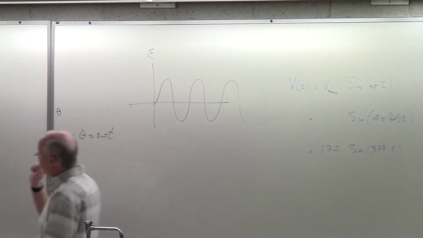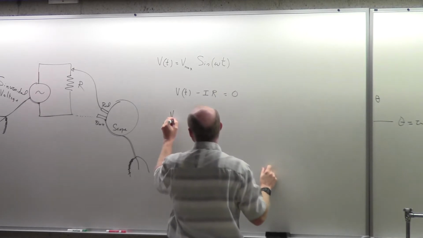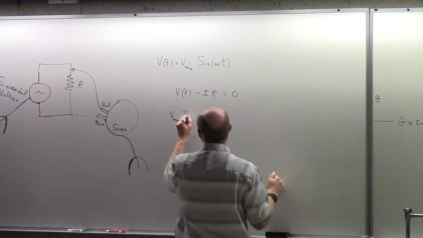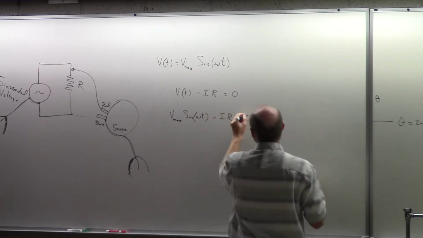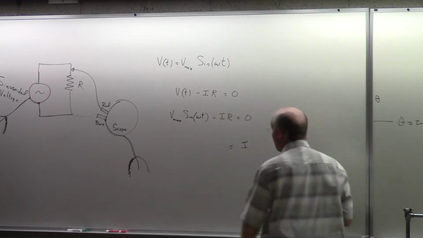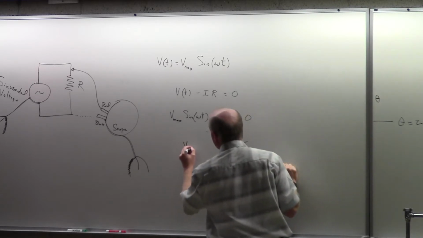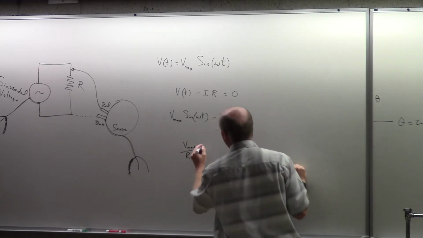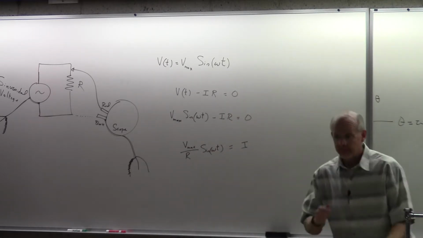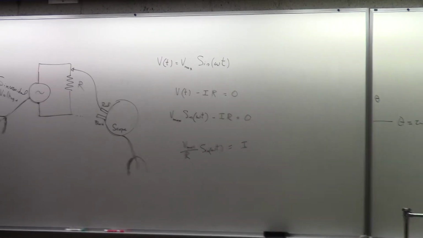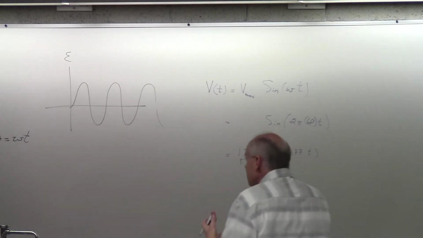So if I follow this logic through and replace this, this would be V maximum times the sine of omega t minus IR. After a couple of steps in math, I will get the equation for the current. The current would be the maximum voltage divided by the resistance times sine omega t. Fair enough? And so look carefully at this equation. Probably not a surprise. I'm hoping it's not a surprise. What is this equation saying?